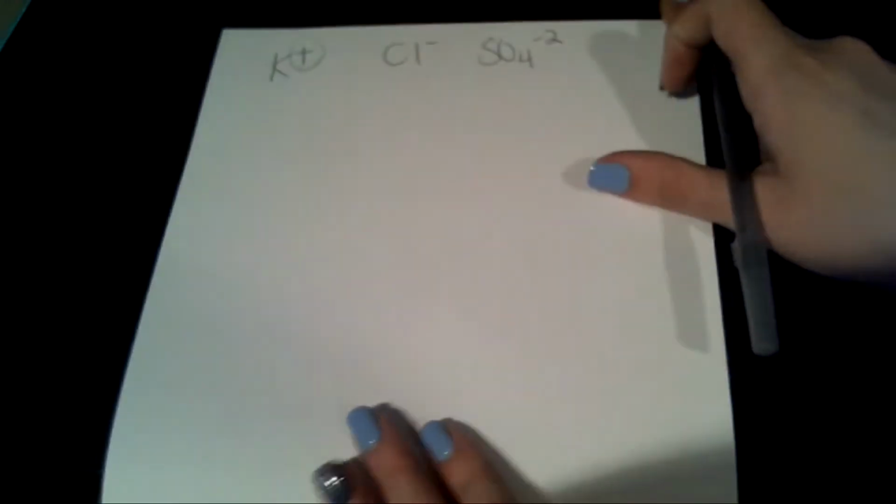Now, potassium. We know potassium is a metal. Potassium is represented by K+. It is a positive ion. It is only going to bond with negative ions. So we have a few to choose from. We can bond this with chlorine. We can bond this with sulfate. And that's all. So there's an easy choice and there's a less easy choice.